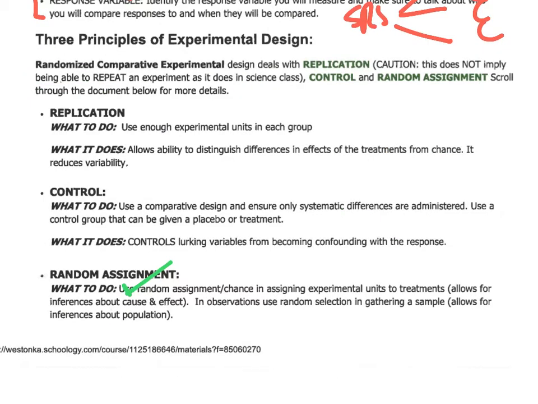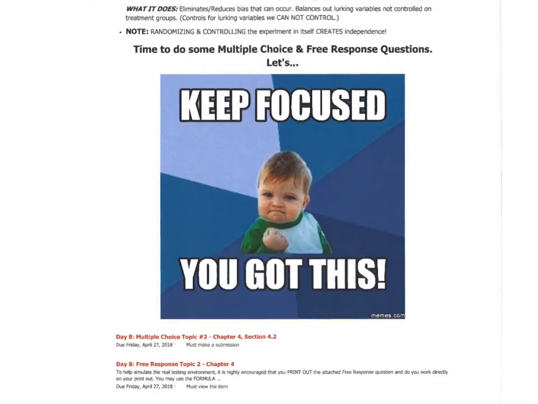Now, the last bit here, I do want to reiterate the three principles of experimental design. We kind of touched on it, but it's really good for you to understand this. Again, replication. What do you do for replication, and what does it actually do to your experiment? Control. How do you control, and what does it actually do? And then randomization, the same thing. How do you randomize, and why are we doing it? So with that being said, those are the key highlights from section 4.2.